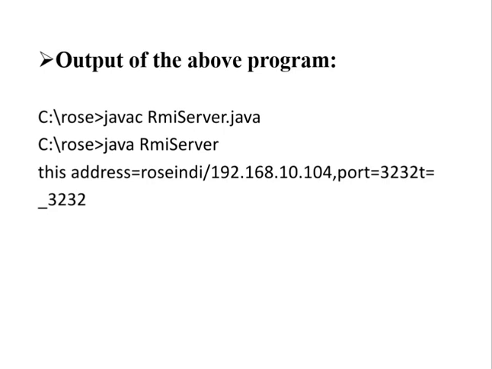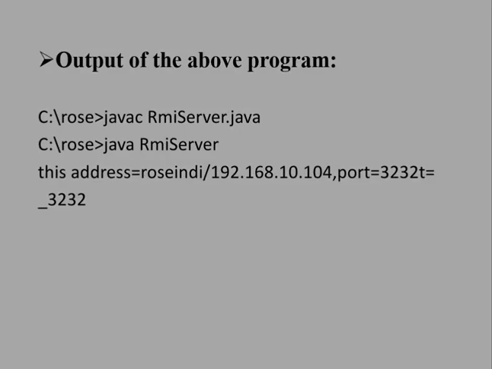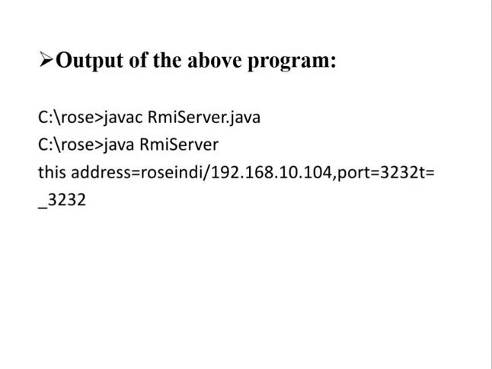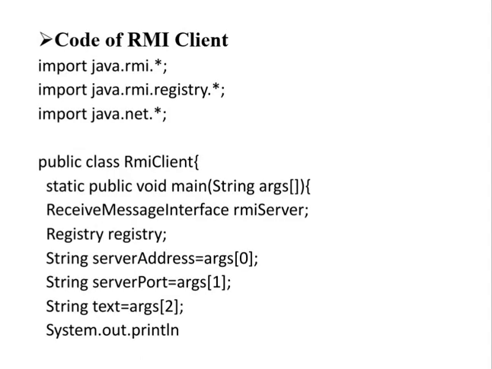The output of this program is java RMIServer. The address is 192.168.10.108, port 5000. This is the output for the RMI server. Then the code for the RMI client is in this way.